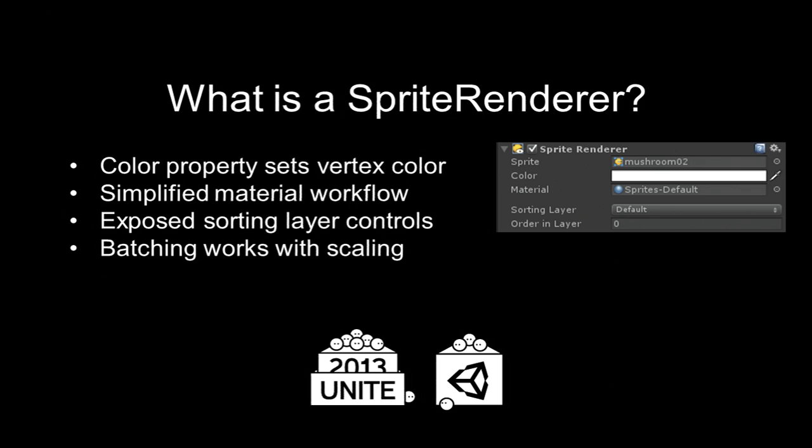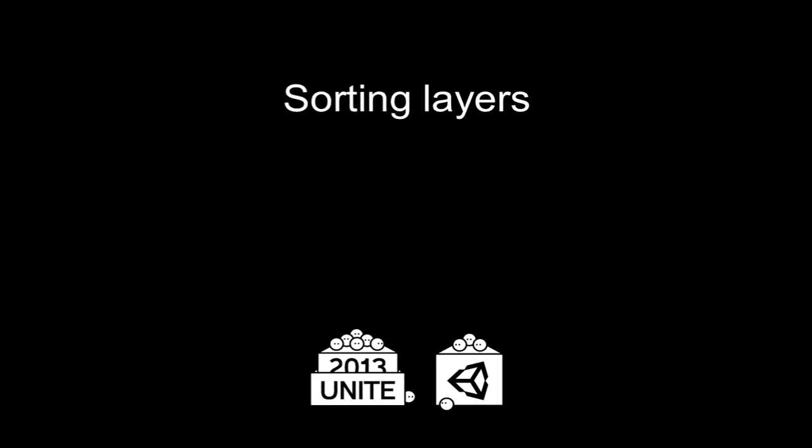And batching works with non-uniform scaling. So this is something that a lot of people were asking for, and we have it for 2D now. I don't know if it's coming in 3D, unfortunately. Okay, moving on to sorting layers.